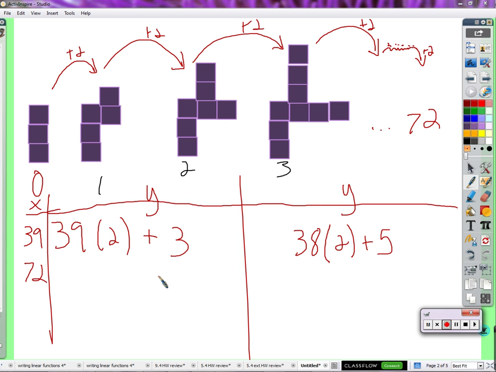147. Anybody else get 147? Wait, first guy.